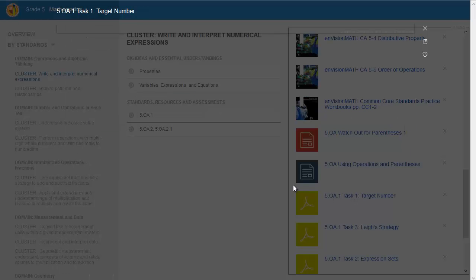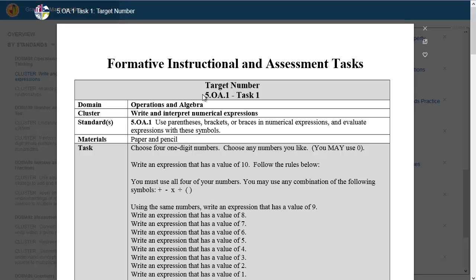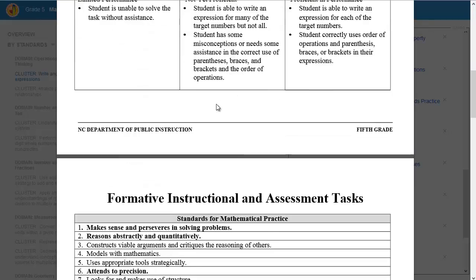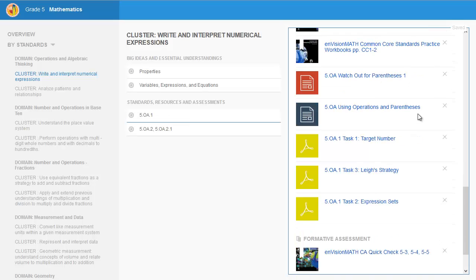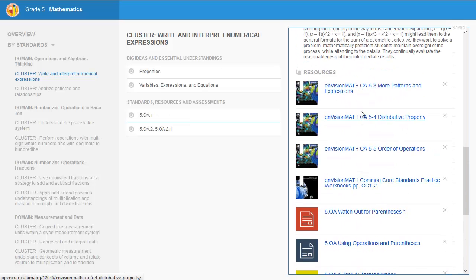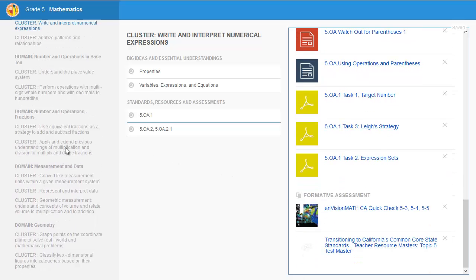If we open one of the PDF tasks, we see that it loads right here, One on Target Number. This is again by the North Carolina Department of Public Instruction. So it's really beautiful and fluid, and it's split by resources and formative assessments. That's about it.